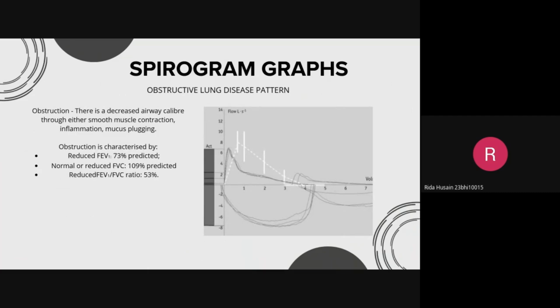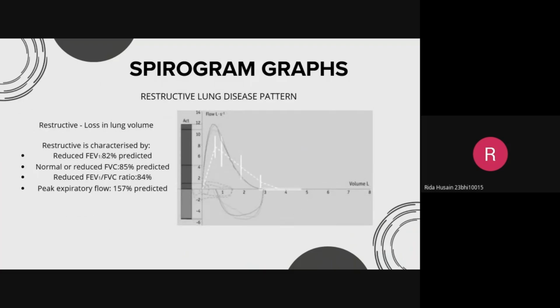Next is the obstructive lung disease pattern. In this, as we can see in the graph, there are narrow airways. The graph falls more quickly during exhalation because the air is trapped and resistance is higher. Obstruction is when the airways narrow because of smooth muscle contraction or inflammation. Obstruction is characterized by reduced forced expiratory volume, that is 73%, a reduced FVC, that is 109%, and a reduced diagnostic index ratio, that is 53%.